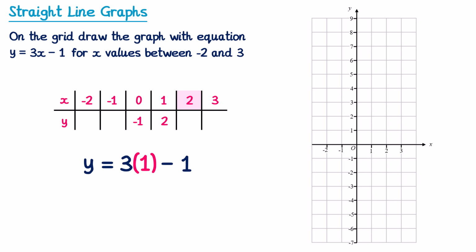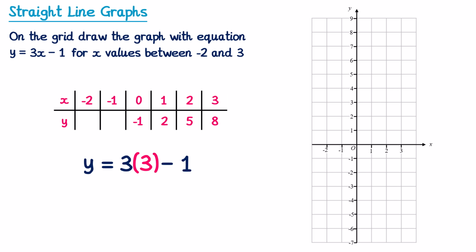So when x is equal to 2, we do 3 lots of 2 take away 1. 3 lots of 2 is 6, and 6 take away 1 gives you 5. So when x is 2, y is 5. Now let's try when x is equal to 3. We do 3 lots of 3, take away 1, 3 lots of 3 is 9, so 9 take away 1, which is 8. So when x is 3, y is 8.